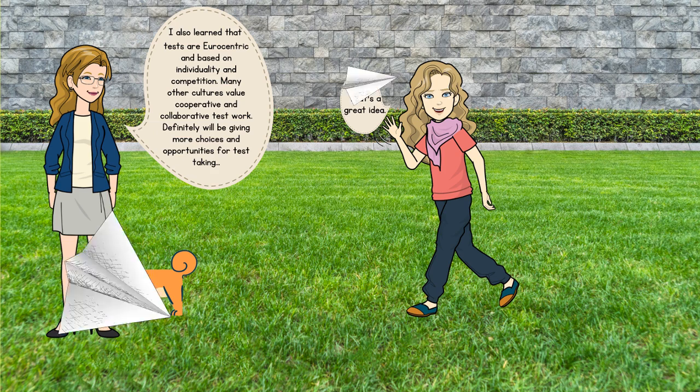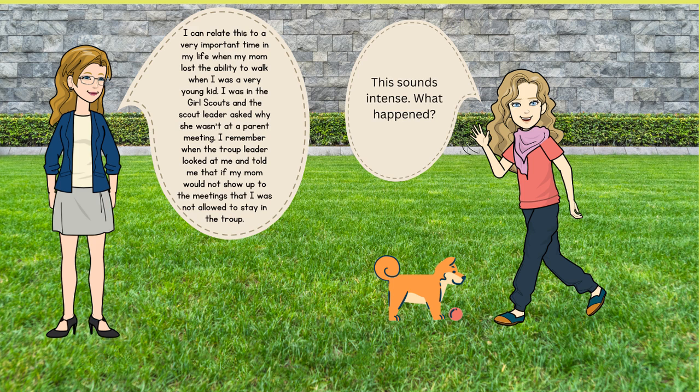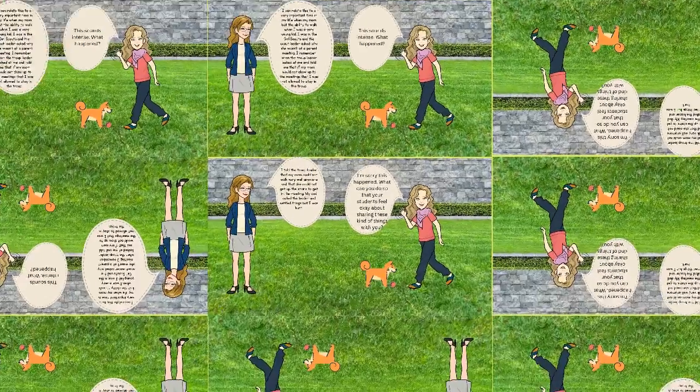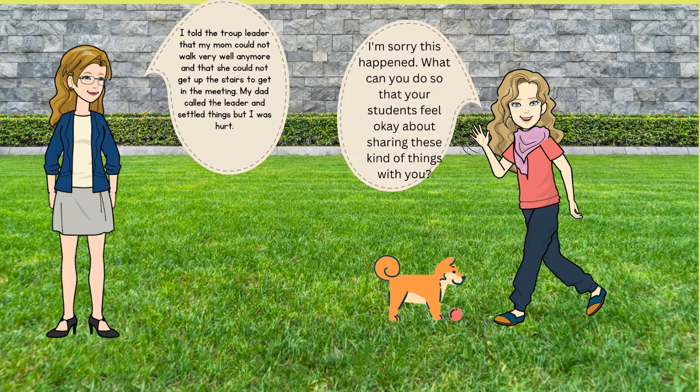That's a great idea. I can relate this to a very important time in my life when my mom lost the ability to walk when I was a very young kid. I was in the Girl Scouts, and the scout leader asked why she wasn't at the parent meeting. I remember when the troop leader looked at me and told me that if my mom would not show up to the meetings, that I was not allowed to stay in the troop. Well, this sounds intense. What happened? I told the troop leader that my mom could not walk very well anymore and that she could not get up the stairs to get in the meeting. My dad called the leader and settled things, but I was hurt.